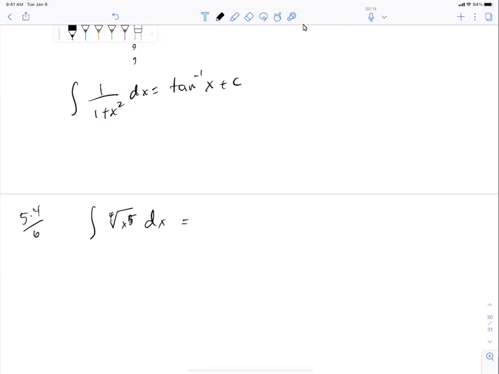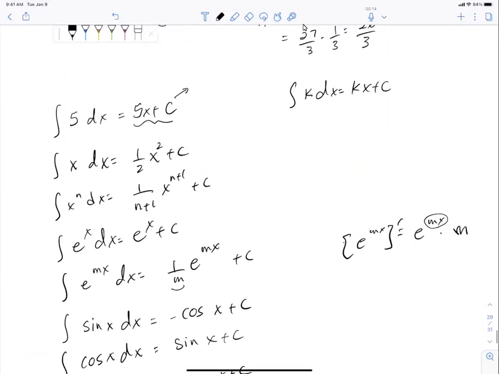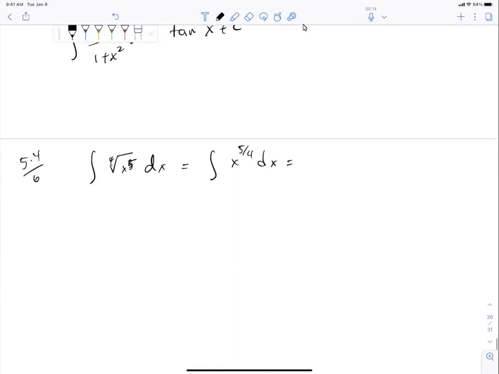I'm going to rewrite it in the power form, x to the 5/4. And then based on one of the properties I told you earlier, you add 1 to the power and then take it to the power of that same sum. So you get x to the 5/4 plus 1 over 5/4 plus 1. It looks ugly at the beginning, but you can clean it up.